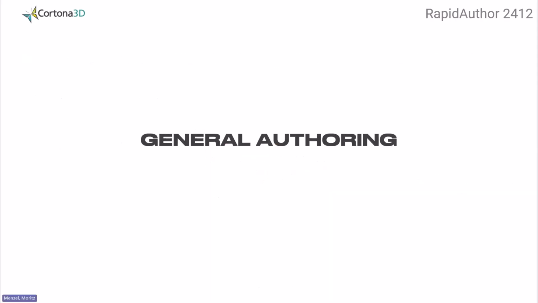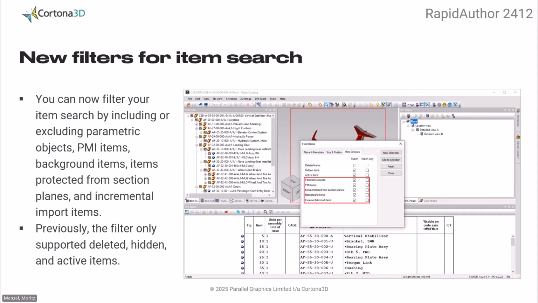And now let's look at some general authoring improvements. The Find Items menu now offers expanded search and filtering options. In addition to the existing filters, deleted, hidden, and active items, users can now also search for parametric objects, PMI items, background items, items produced from section plans, and even incremental import items. All of these filters can, of course, be combined for more precise control over your search results.